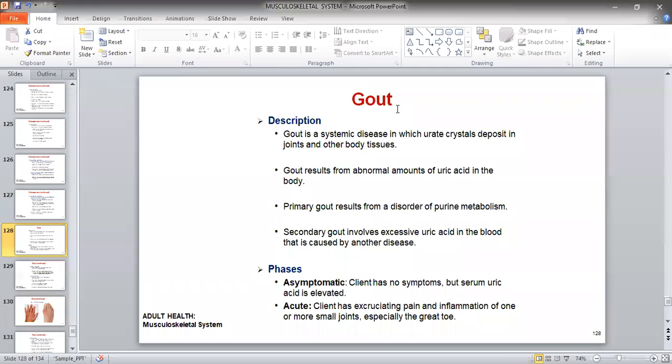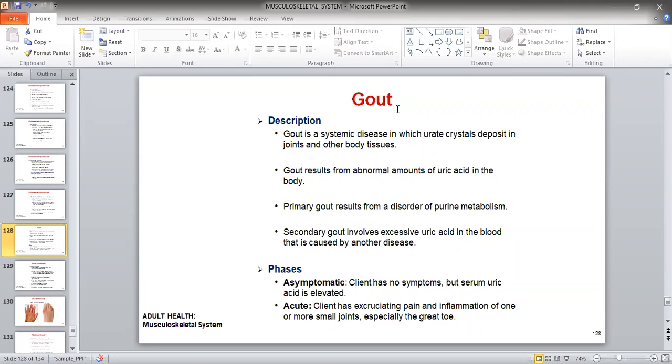Another most common disease we have to know is gout, right? Sometimes our board asks questions about gout. Let me continue with gout from here. So what is gout, right? Gout is a systemic disease, and definitely it affects the bones. Sometimes it's called gouty arthritis.